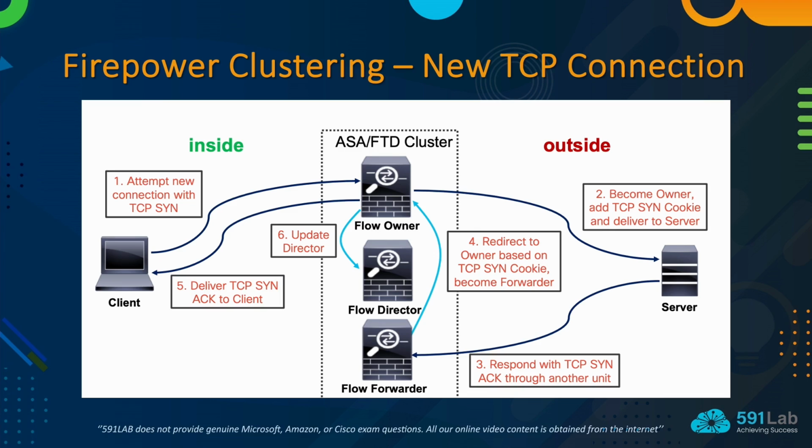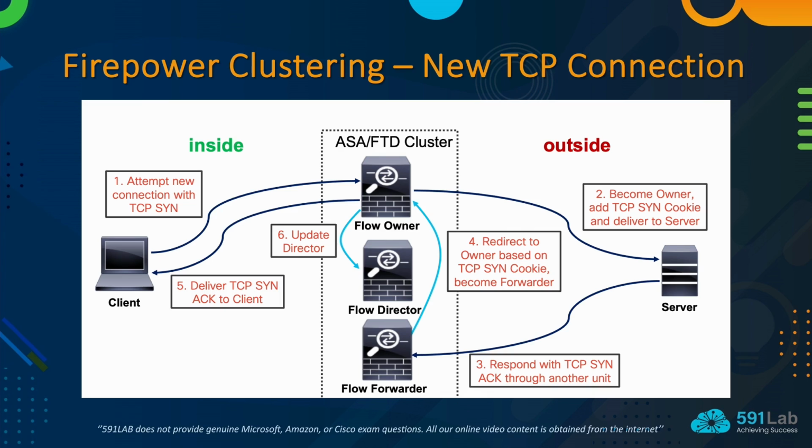server outside the cluster. The server responds with a TCP SYNACK packet to initiate its part of the handshake and acknowledge the client's sync. The FTD cluster intercepts the server's SYNACK packet and redirects it back to the client through a different member of the cluster, which acts as the flow director in this stage.